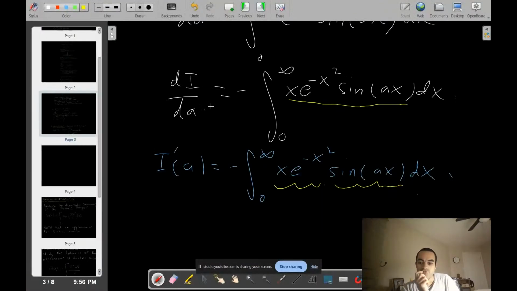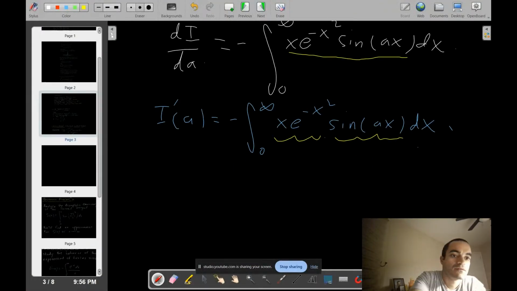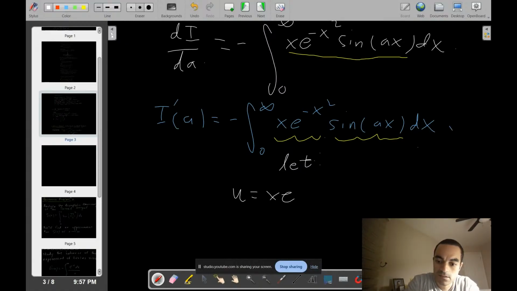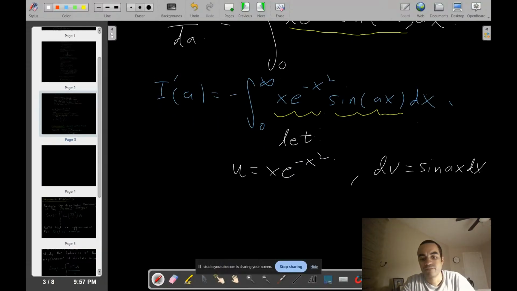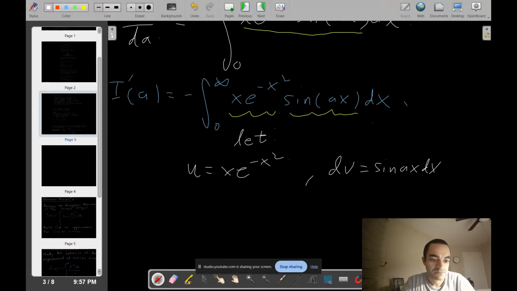Right, I mean, you can try that, right? Okay, so let's try doing something here. Let u equal x e to the negative x squared. dv has to be sine ax dx. Okay, so we've got this.